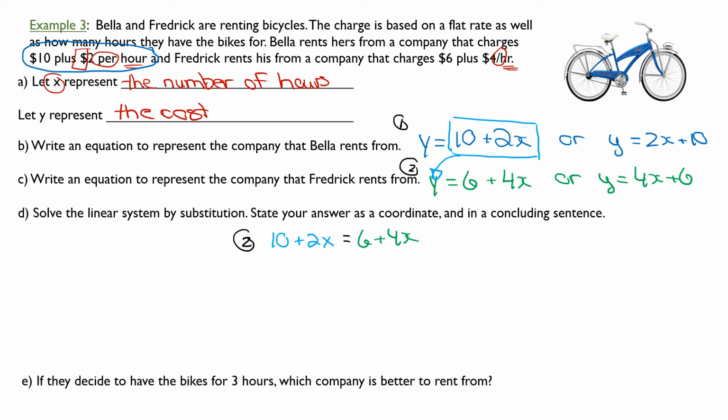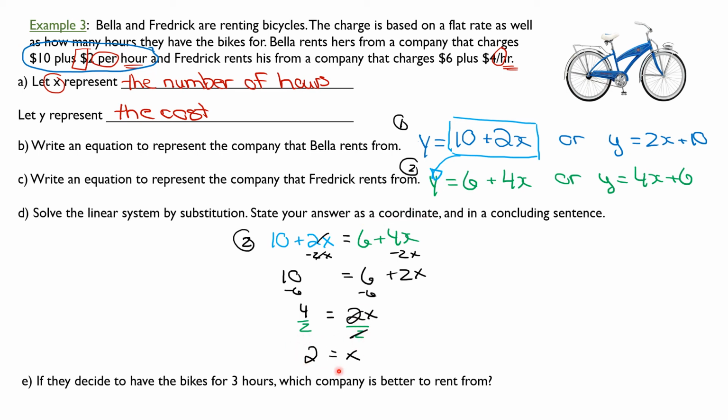Well, first I'm going to collect my x's, subtract 2x from both sides. That gives me 10, these are gone, equals 6 plus 2x. Now I'm going to subtract 6 from both sides to collect the constants. So I'm on step 3, which is distribute, simplify, collect like terms. This gives me 4 equals 2x. Almost isolated. Step 4 is isolate the variable. So I have one step left to isolate the variable, and my last step is divide both sides by 2 so that these 2's cancel out. Now I've isolated x, and I've got x equals 2. Remember, you're not done. The question said state your answer as a coordinate.